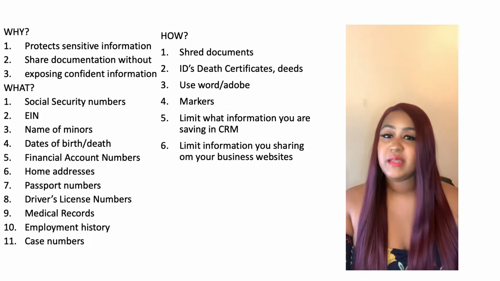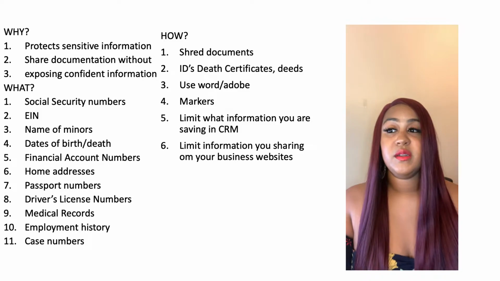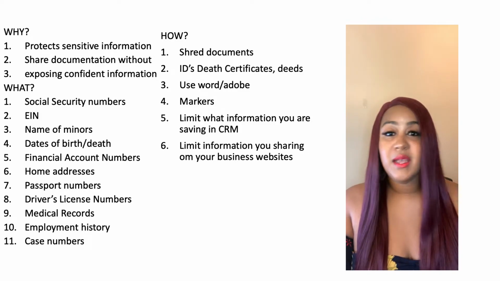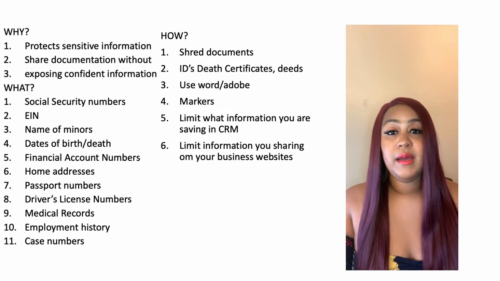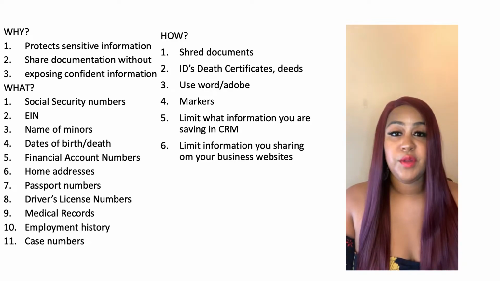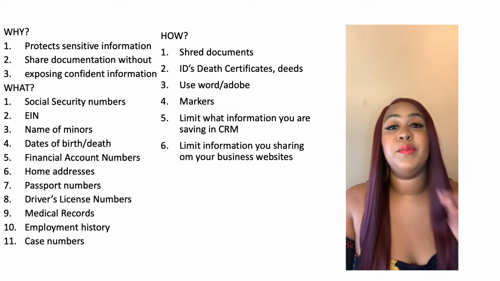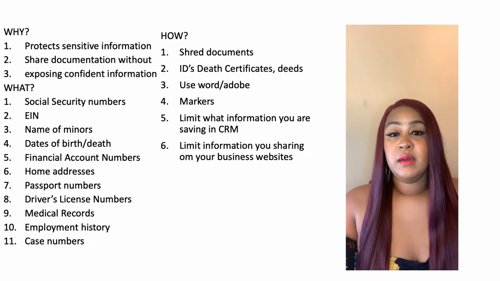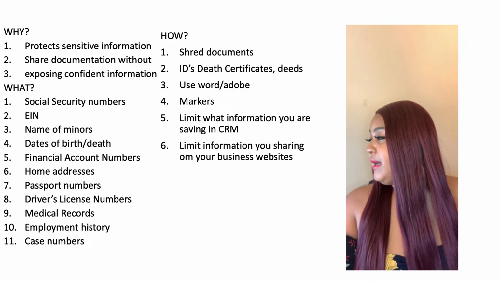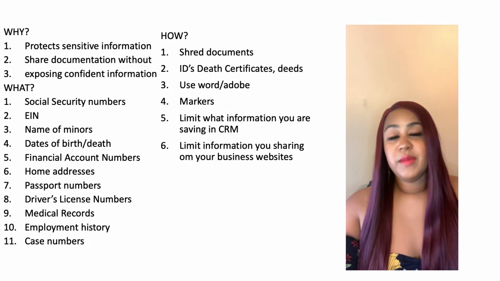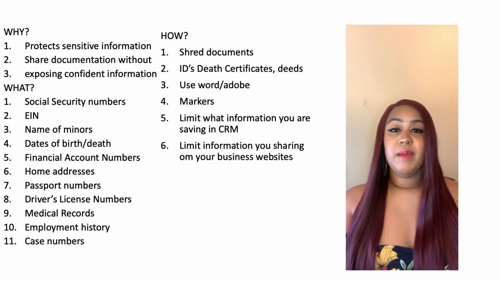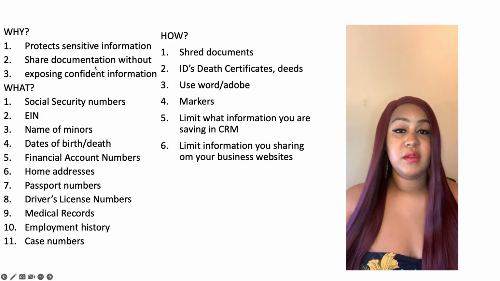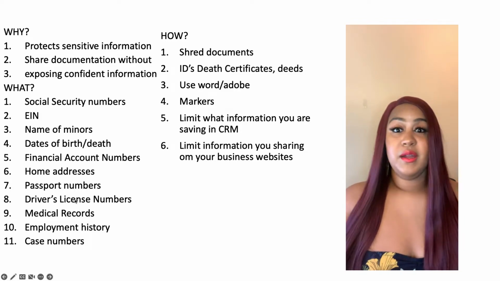Financial account numbers, date of births and deaths. When you're dealing with deceased claims, you're going to get a death certificate. You may not want to save that in your CRM and have that on your phone or on your computer. Once you get what you need and you're able to make a copy and send it to the court, you may want to delete those things, personal information. Passport, driver's license number, medical records, employment records, maybe full-on case numbers. Those are things that shouldn't be open and leaving your client exposed to God knows what.